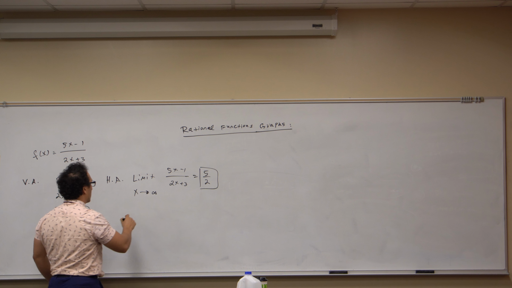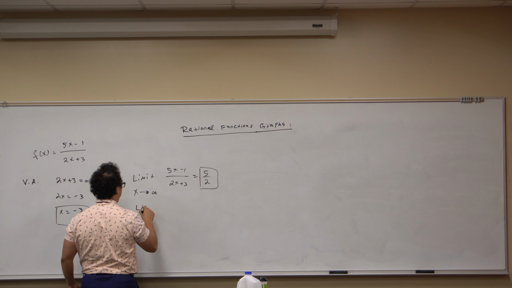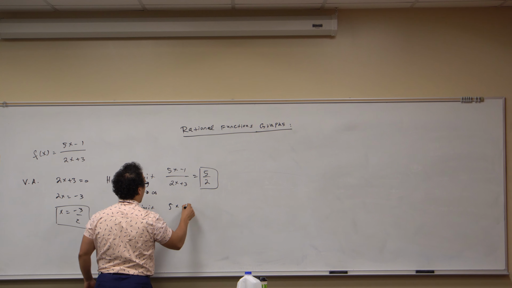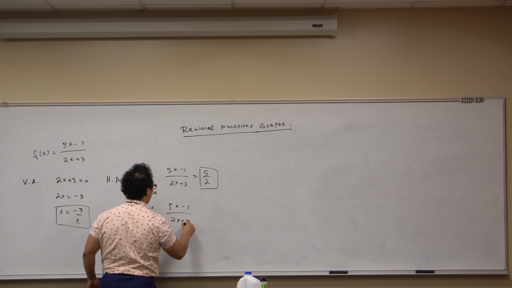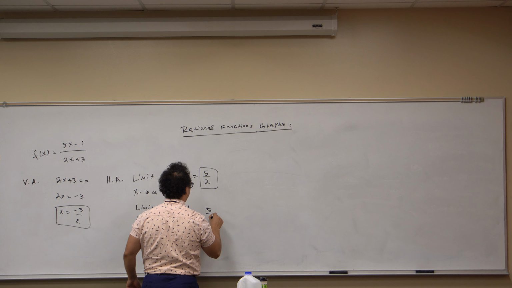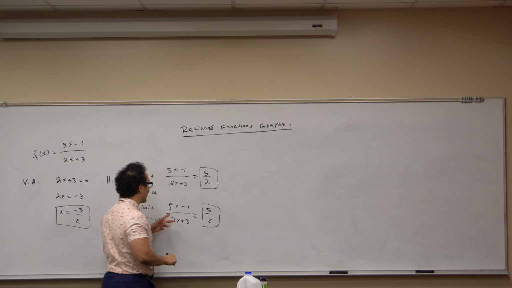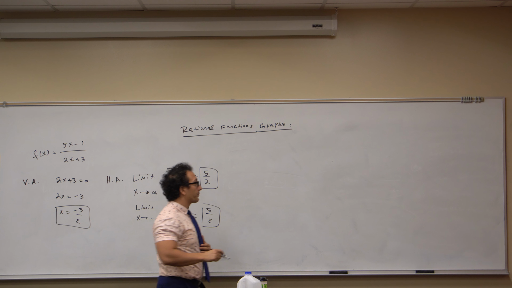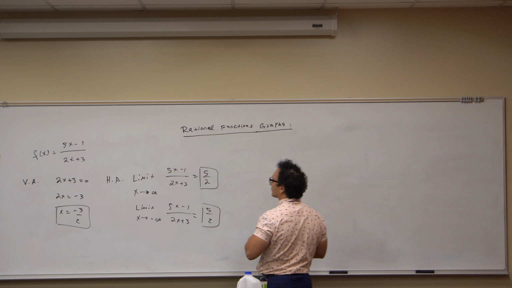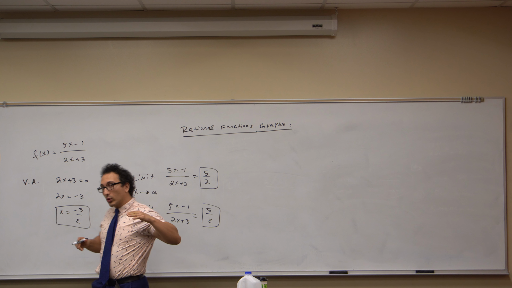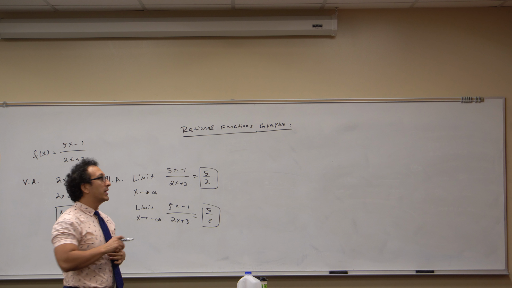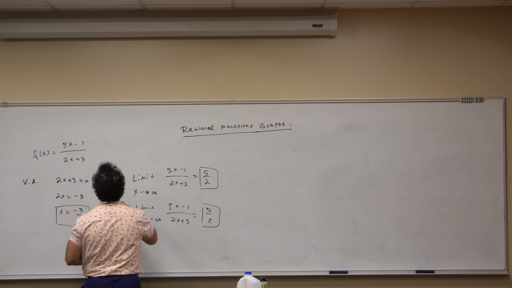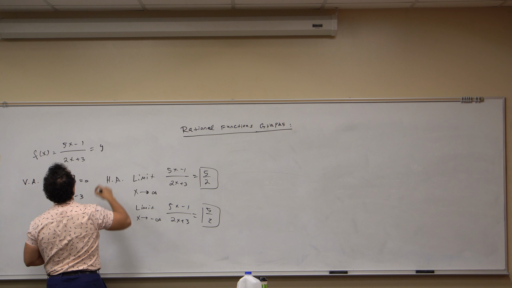Now, don't forget that we can also take the limit as x approaches negative infinity. And actually, in this case, we get 5/2 again, because although they're negative values, the negative values will cancel. Now that we've discussed the vertical asymptote and the horizontal asymptotes, we can find the x-intercept and the y-intercept.